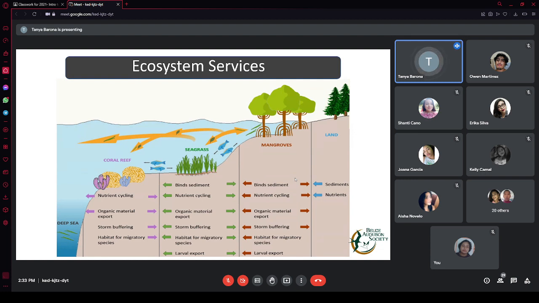On the other side, seagrass is important for binding sediments, like I mentioned. It recycles nutrients, and it also exports organic matter that it produces from that system.